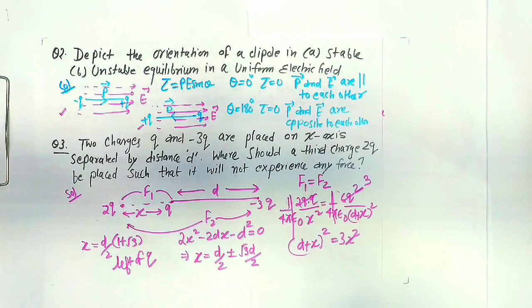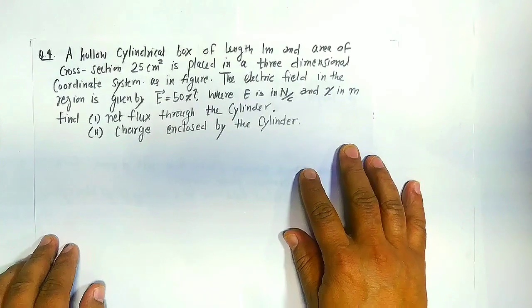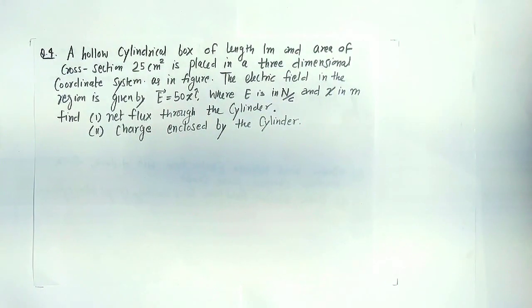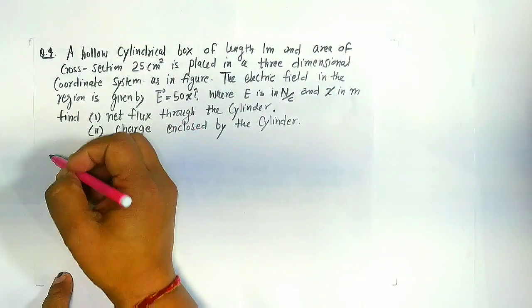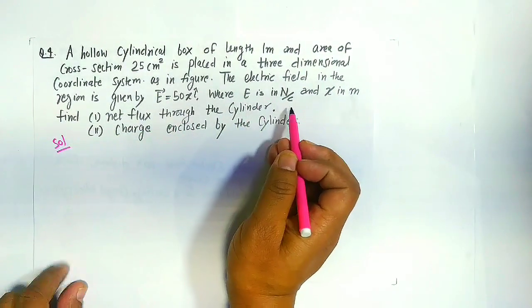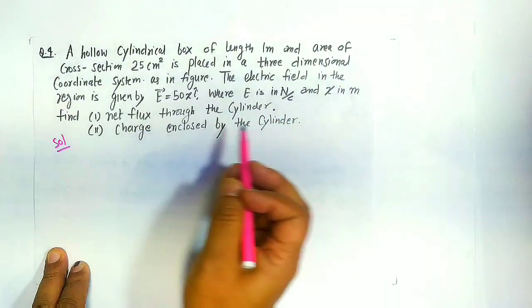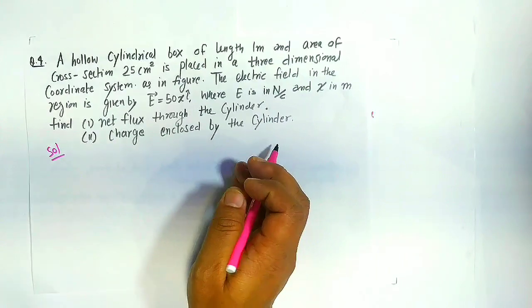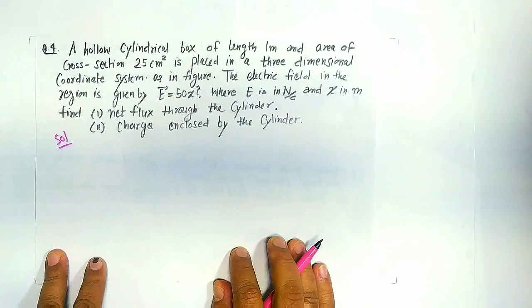Okay. There's another very important question, question number 4. You can go through it. A hollow cylindrical box of length 1 meter and area of cross section 25 centimeter square is placed in a 3-dimensional coordinate system as in the figure. The electric field in the region is given by 50x i, where E is in Newton per coulomb and x is in meter. Find net flux through the cylinder and charge enclosed by the cylinder.